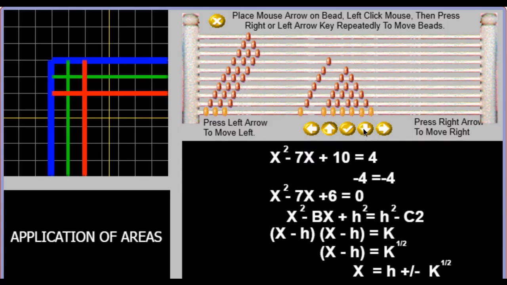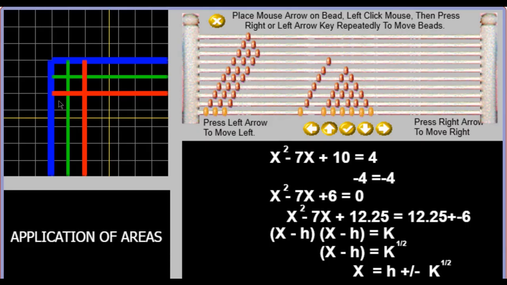And we will continue, and we will take half of 7, which is B, and square that half, 3.5, and we get 12.25, which we add to each side of the equation, and then we subtract 6 from the right side of the equation.